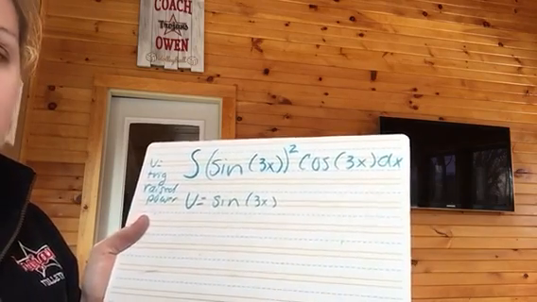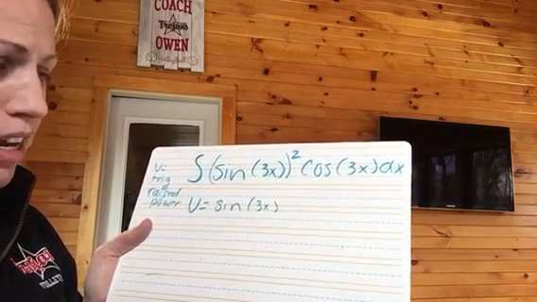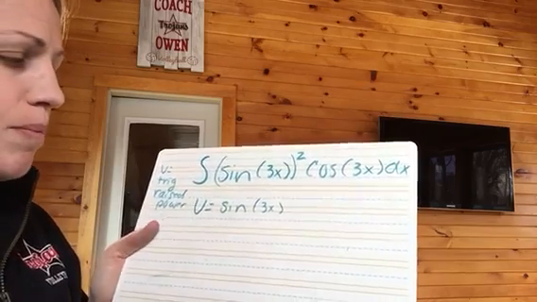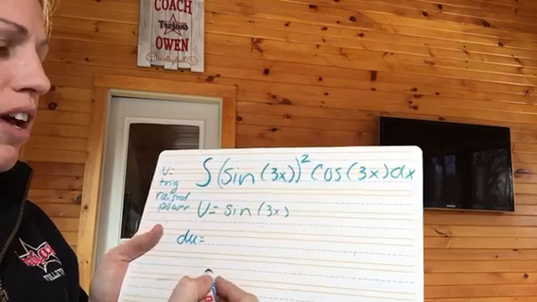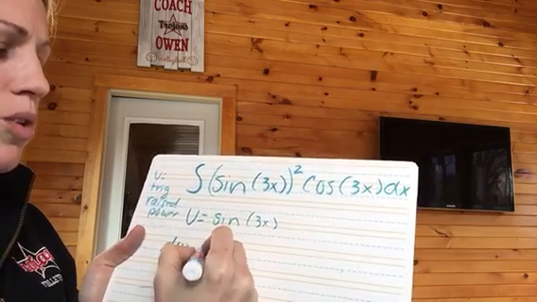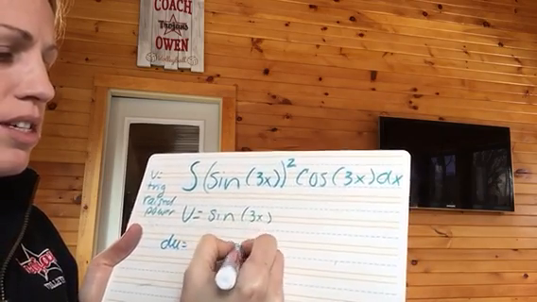We're always just raising it to that power. Okay, so sine of 3x. Okay, so then what is our du? So this gets a little bit tricky. The derivative of sine is the cosine of 3x.